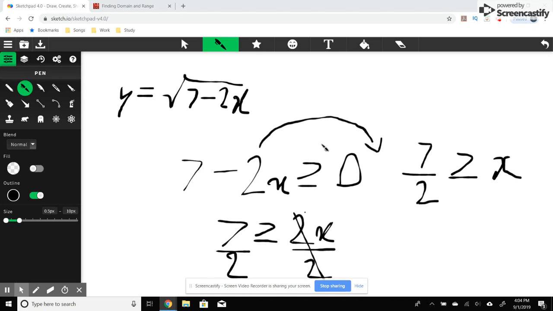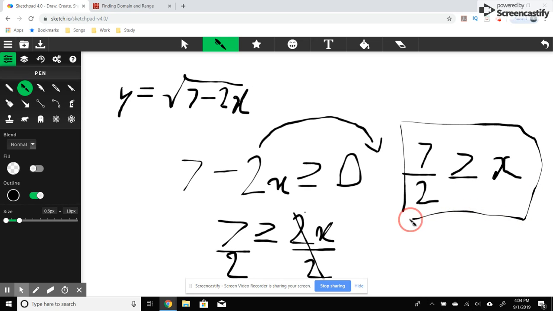So we're going to bring negative 2x to the other side, and we get 7 is greater than or equal to 2x. And we're going to divide both sides by 2, and we get 7 over 2 is greater than or equal to x. And that is our domain.